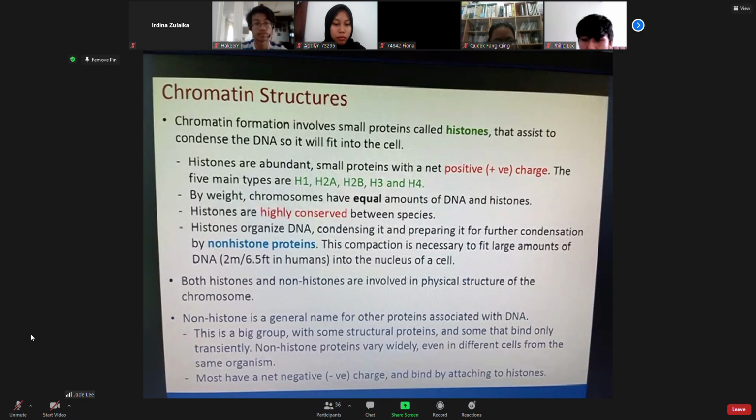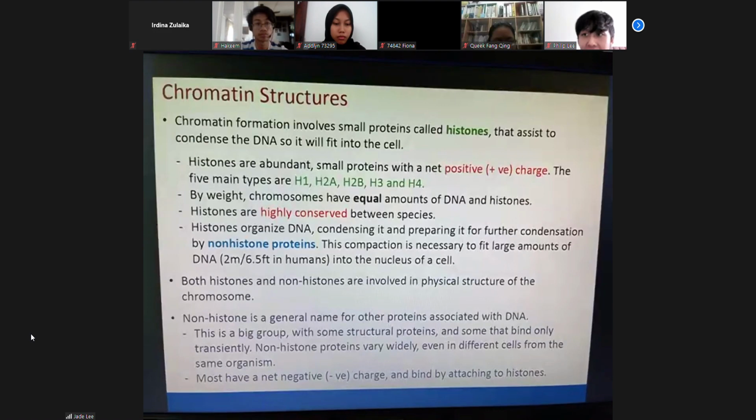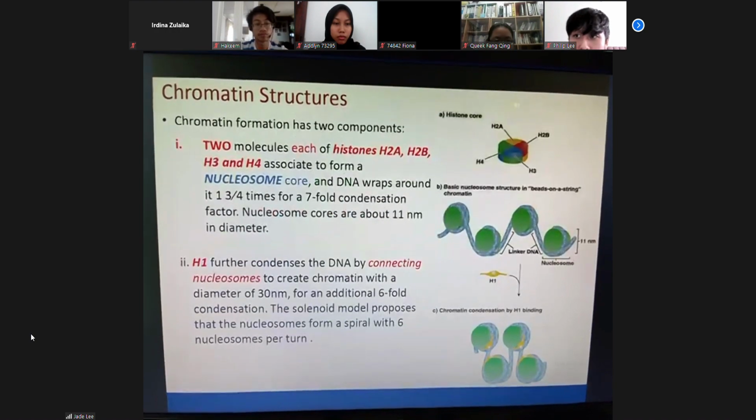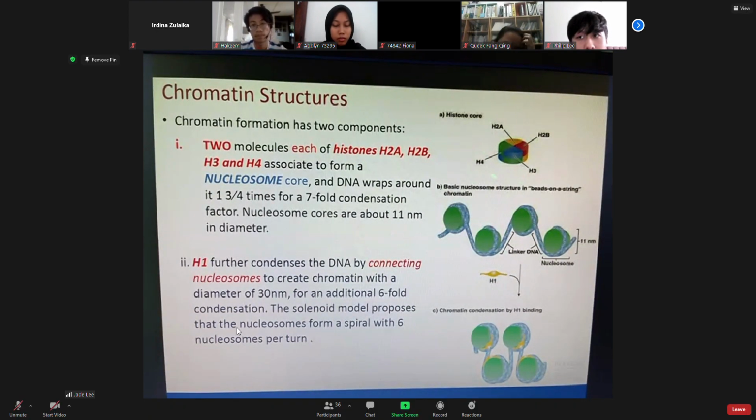Faham tak? Dia bukan semua sel sama, non-histone protein. Dia berbeza. Okay? So most have a net negative charge and then bind by attaching to histone protein. Contohnya kalau kita tengok di sini, kita ada histone core molecule. Okay? Kita ada H2B, H2A, H4, H3. Ya, ini adalah histone core. Maksudnya dia ada dalam pusat dia.